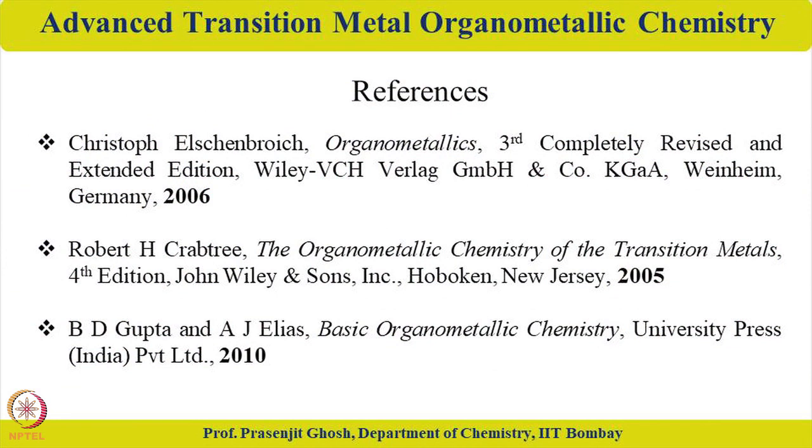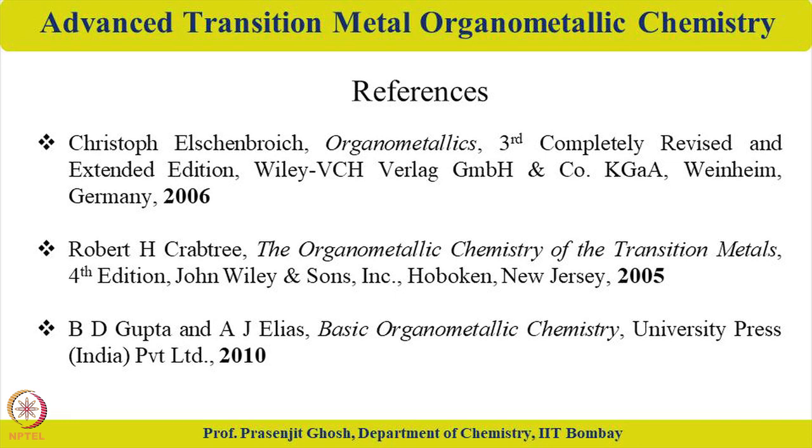Now, as for the textbooks for this course, we will be following 3 textbooks. The first and the foremost is Organometallics by Christoph Elschenbroich. This is the third completely revised edition, which came out in 2006, followed by another very important book in organometallic chemistry, The Organometallic Chemistry of the Transition Metals by Robert Crabtree, 4th edition, John Wiley and Sons.